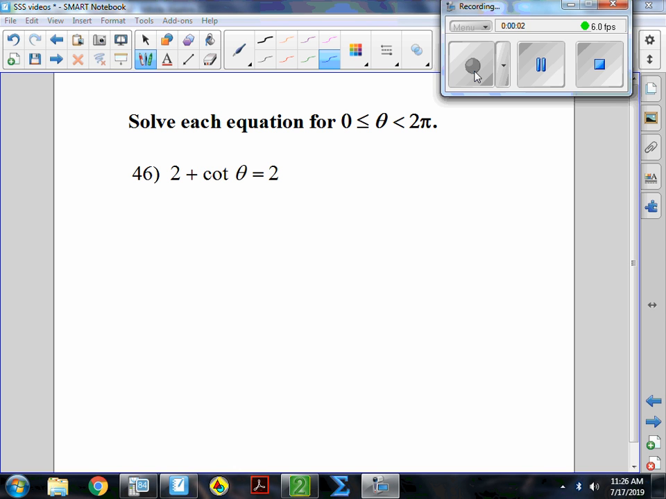Okay, number 46, get the cotangent theta by itself. Subtract 2 on both sides, and I get cotangent, I wrote cosine, but I get cotangent theta equals 0. So cotangent theta equals 0. So I want to look at the cotangent graph.